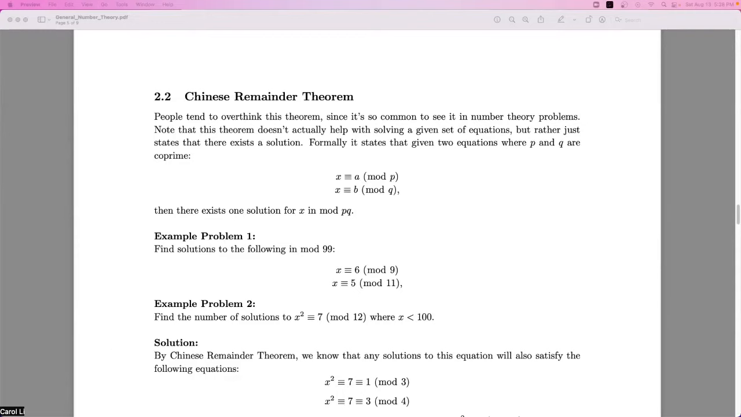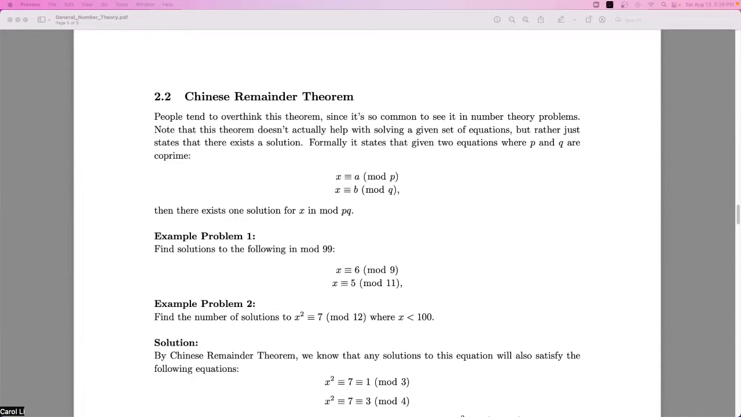Can I explain the first example? It's guess and check. Chinese remainder theorem says there's one solution. It doesn't tell you the solution. So you would have to guess and check. So I would go like, okay, 6 doesn't work. 15 doesn't work. 21, oh wait, 24. 24 works.